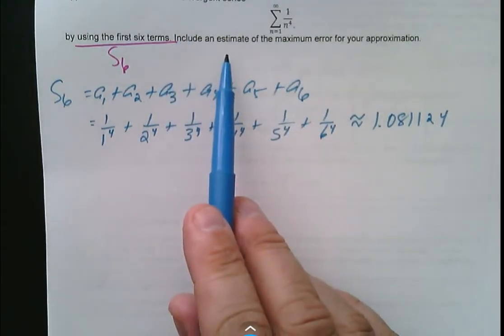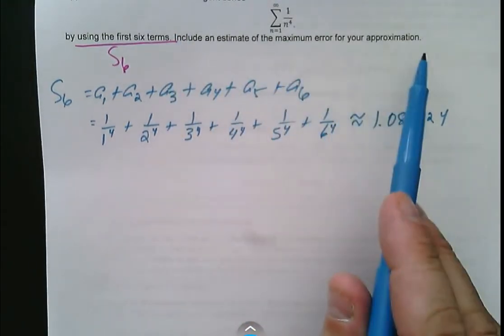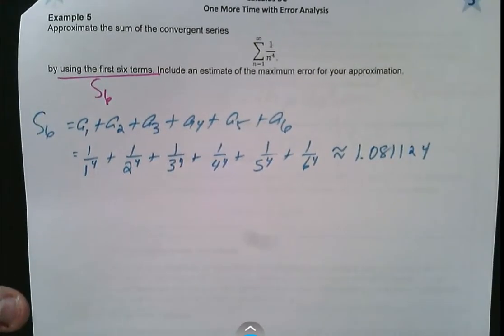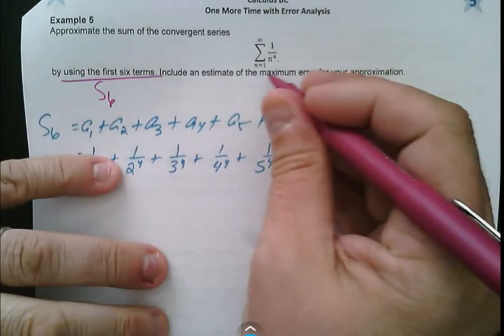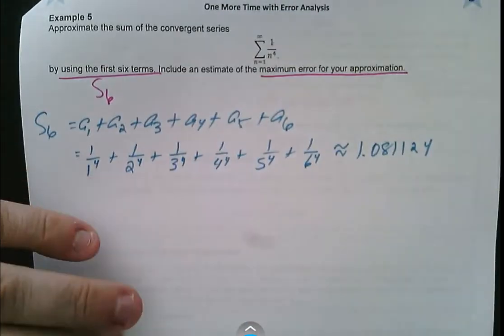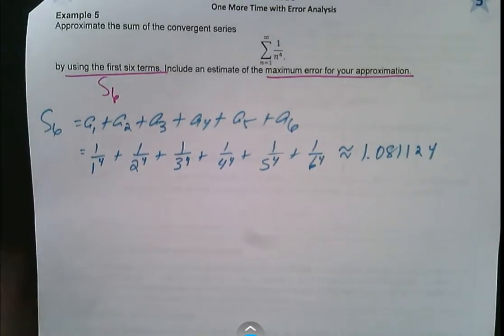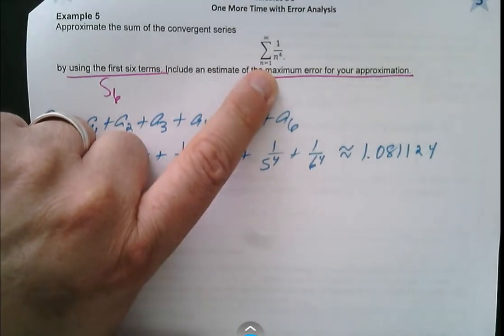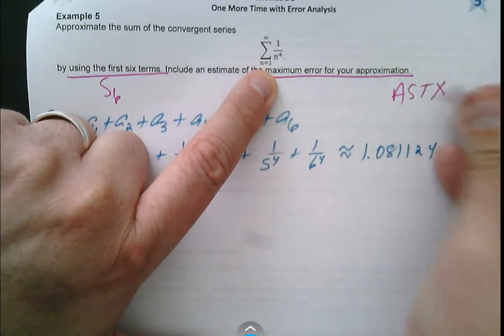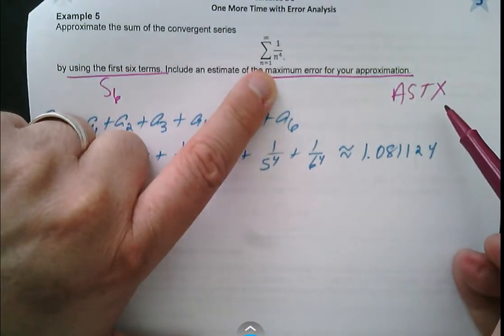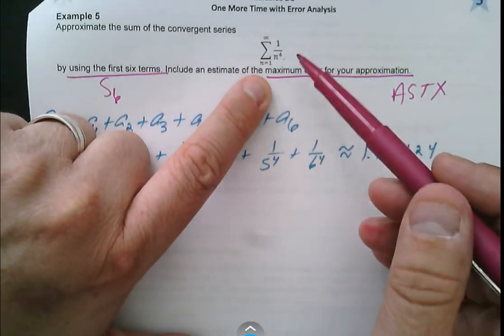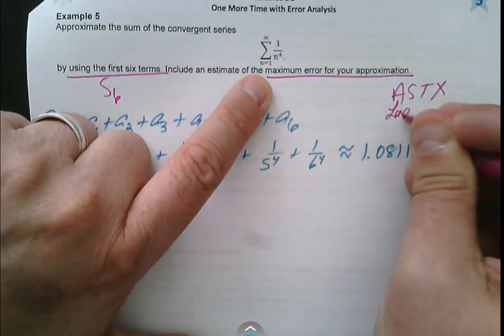Now we need to include an estimate of the maximum error for your approximation. Well, we have 3 ways that we can determine error. Number 1, the one that we used at the very beginning, we used the alternating series test. These terms don't alternate. Can't use the AST. Nope. What else? We could try Lagrange. Lagrange works for Taylor polynomials. This is not Lagrange.